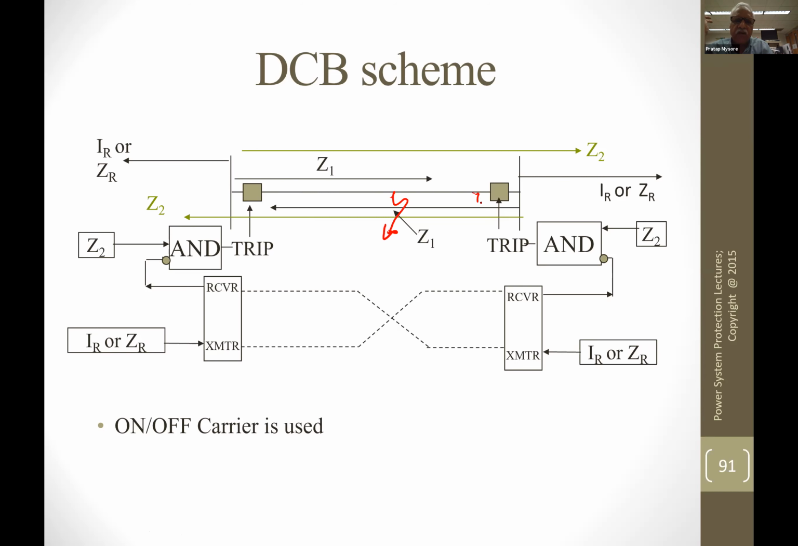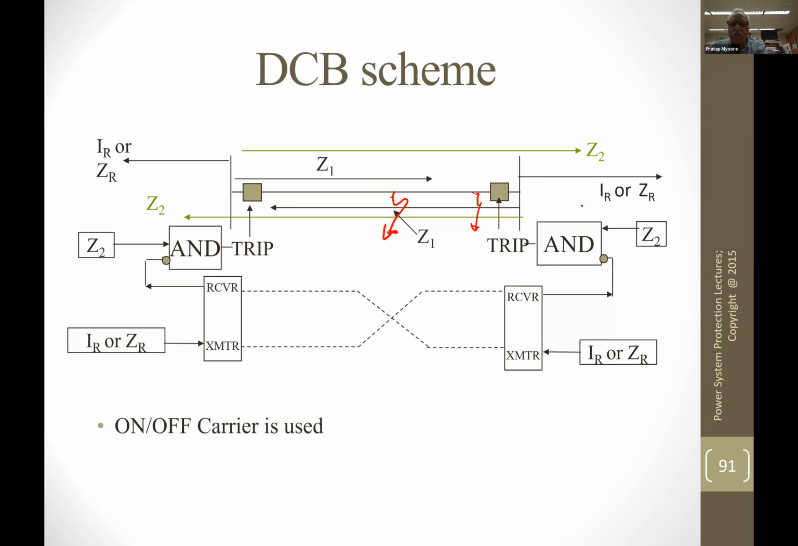Suppose there's a fault in the end zone here. The local element trips and the remote element is waiting for a signal. Because the reverse elements are keying the transmitter, the local here, we never receive a signal for that. So zone 2 is waiting for 1 or 2 cycles. Because it did not receive any signal from the remote end, it trips for a fault within 2 cycles after waiting for a blocking signal.